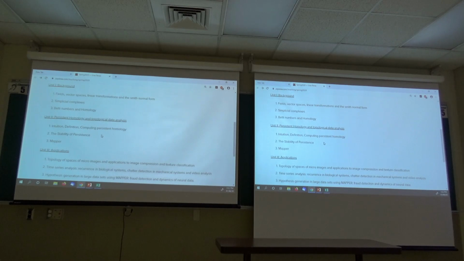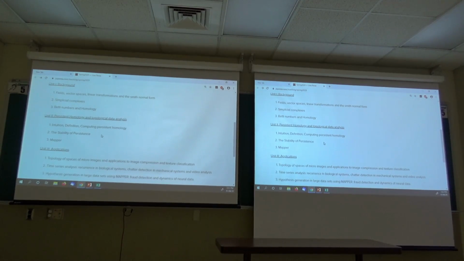Something I forgot that I should have mentioned is what the topics are. Of course, you're going to see them on the website, but just to give you an idea, I've divided the course into three pieces. A background piece, which is hopefully where we all get up to the same level. There's the algebra we need, in particular fields, vector spaces, linear transformations, the Smith normal form. Now we enter topological land with simplicial complexes, embedding numbers and homology. I've already explained a little bit of what that is.